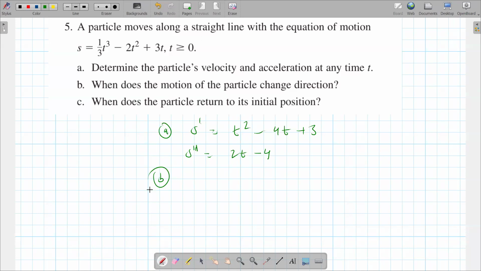B, when does the motion of the particle change direction? When the slope is 0. Where's the slope 0? So we have the slope function. We are going to set it equal to what? 0.